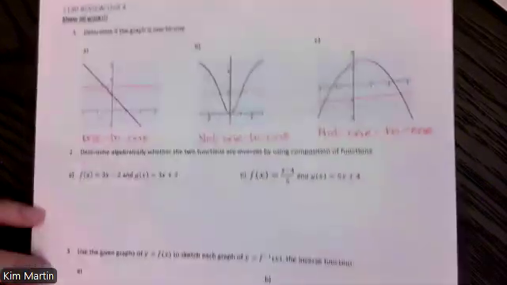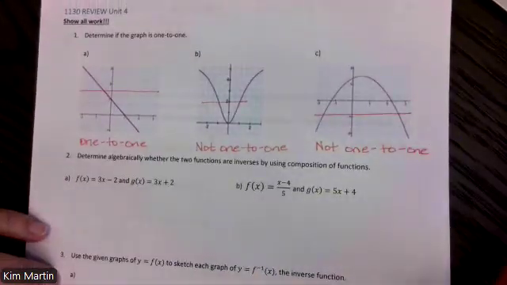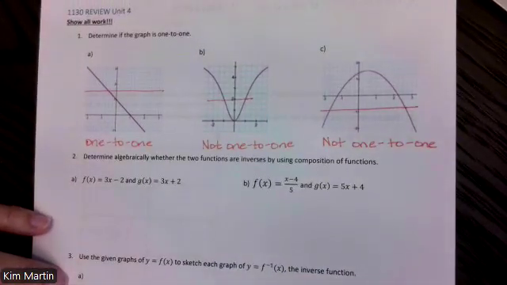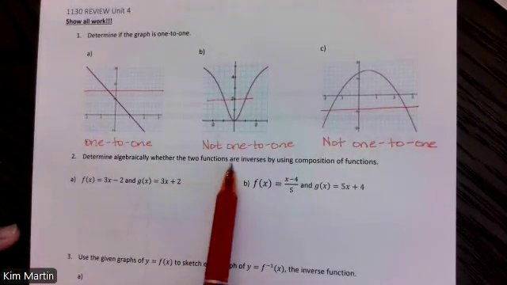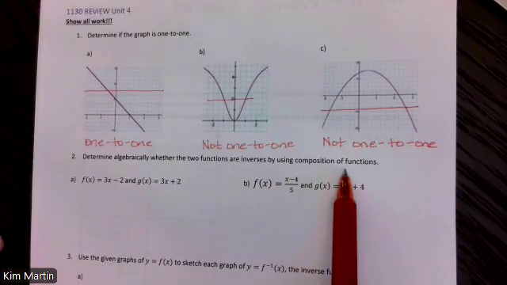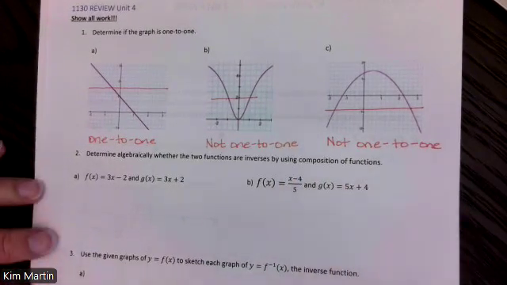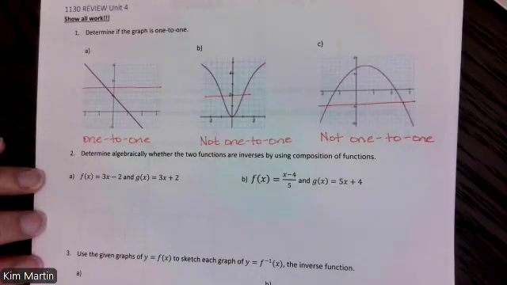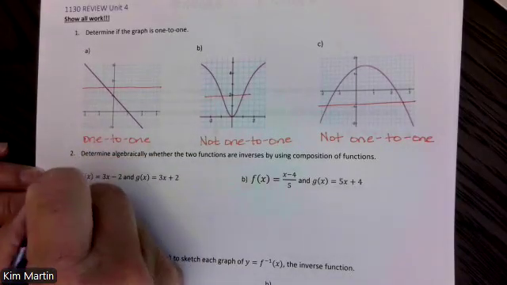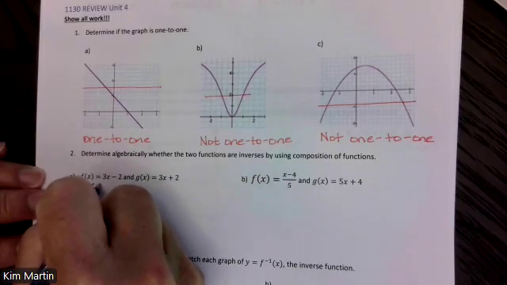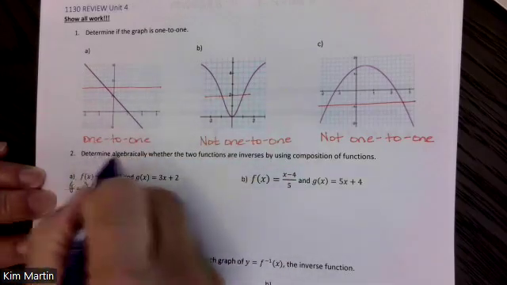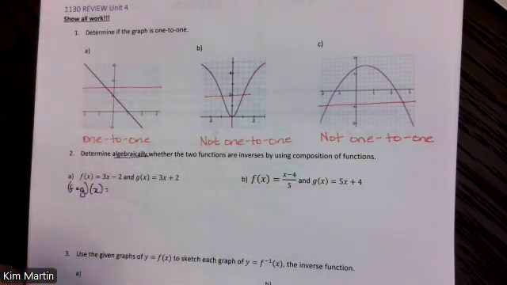Okay, so now, what one-to-one means is it has an inverse. So now it says determine algebraically whether the two functions are inverses by using composition of functions. I hope I have enough room in here to work this. I think I do. So basically what the composition of functions is, we're first going to do f of g of x. Now, the key thing is algebraically. You've got to do it algebraically.